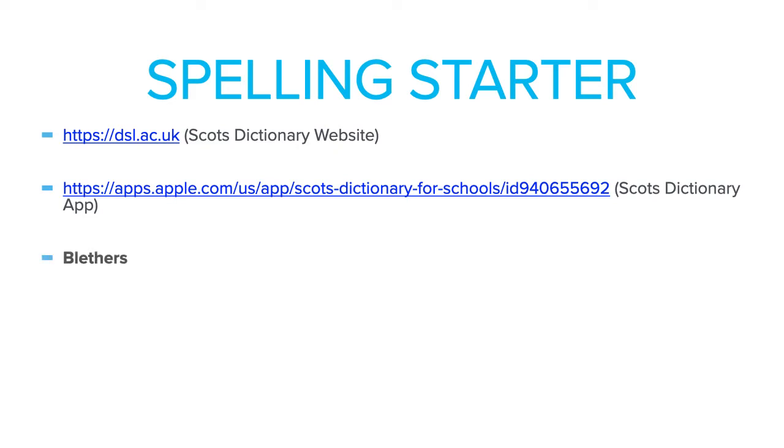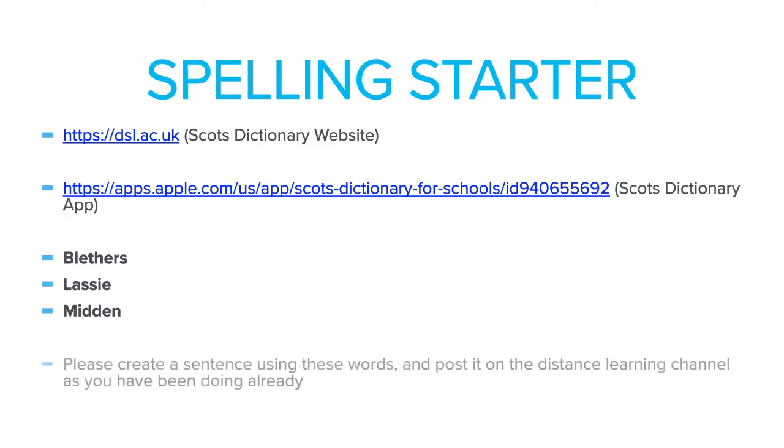We've got 3 new words for this week, so they are blethers, lassie and midden. So if you don't know what any of those words mean, give them a wee look up in the Scots Dictionary first of all. And then just the same as last week, you're going to be making a sentence using those words and posting it on the Distance Learning channel as you've been doing already. So pause the video, have a wee go at that just now.